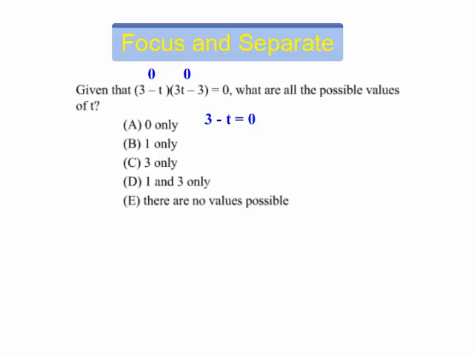So let's say 3 minus t equals 0. Well, if 3 minus t equals 0, then t equals 3. So we have a value of 3. If we say 3t minus 3 equals 0, then we get 3t equals 3, or t equals 1. So we only have the possibility of two possible values. We want all the possible values. So our answer is D, 1 and 3 only.